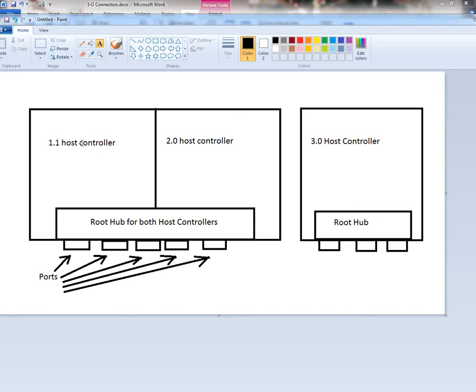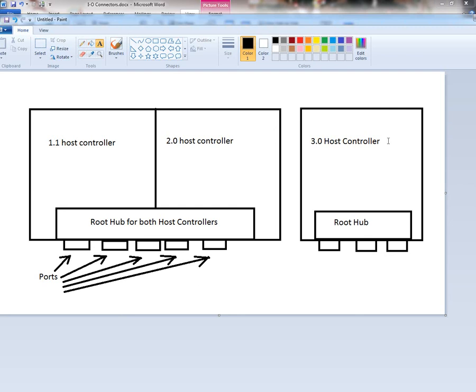Now, this is the architecture of how this works on your board. So for 2.0 and 1.1, you have 2 separate host controllers to deal with the 2 separate technologies, but then you have a root hub that is shared by these host controllers, and then these would be the ports in your computer. And basically, if I plugged a 1.1 device into this port, then it would operate at 1.1. If I plugged a 2.0 device into this port, it will operate at 2.0.